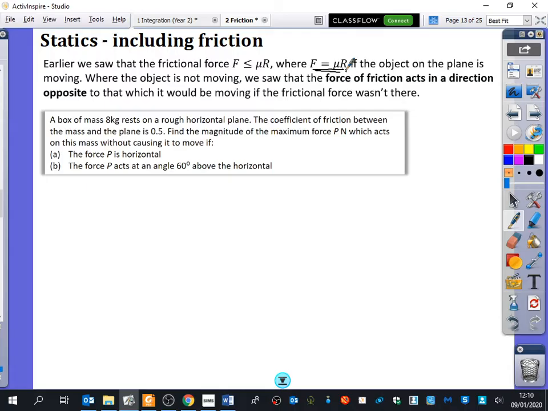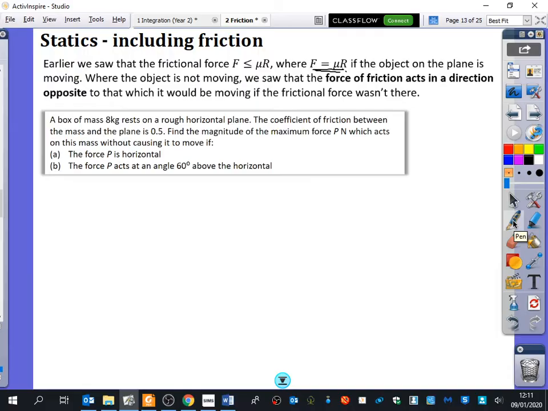I've said we're looking at statics still. We'll eventually do a different exercise on dynamics with things moving, and this time we're going to include friction, and then we'll be bringing in some things to do with connected particles as well. Sorry, my mind went blank there.